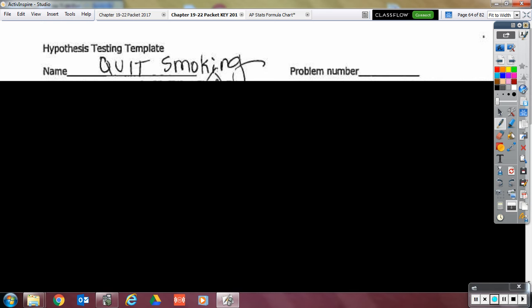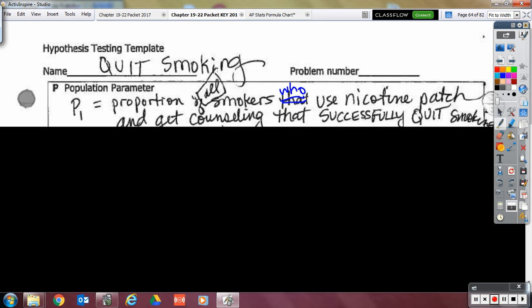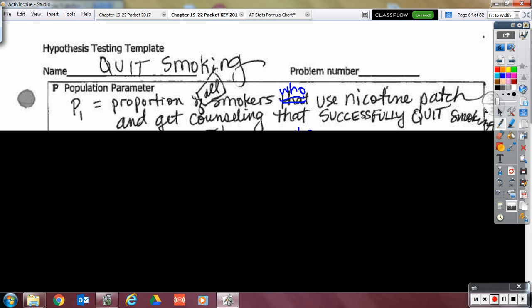All right. So for our parameters, we have 2 groups. Okay, group 1 was doing what? Okay, group 1 did patch and counseling. And so what's the proportion that we're measuring? What's the denominator going to be? Denominator would be the smokers who are wearing the patch and go to counseling groups. So that's the denominator. And then what's the numerator? The ones that quit. Correct. Good. So this is the proportion of all such smokers who use the nicotine patch and get counseling that successfully quit smoking. There's our numerator.